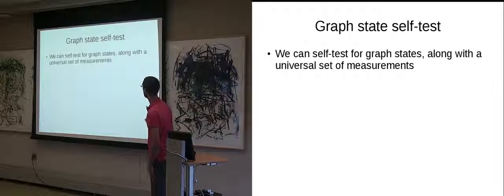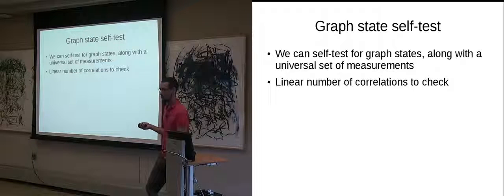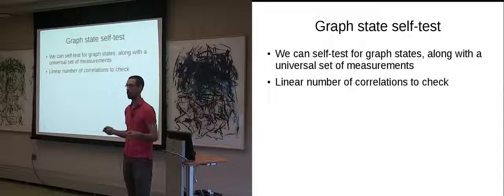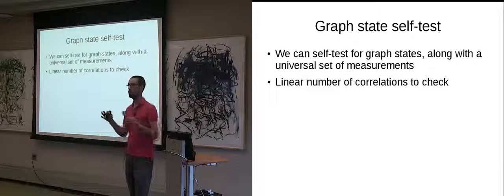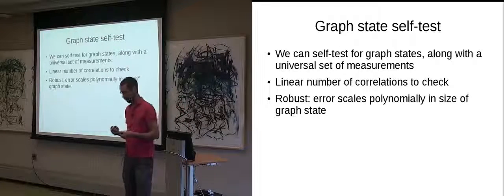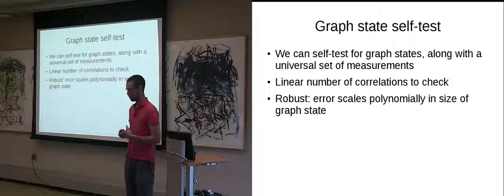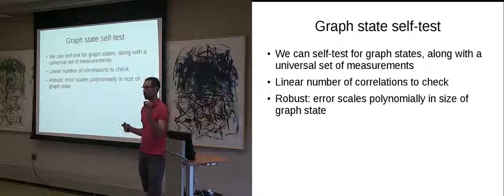Now, the good news is that for graph states, we actually have a self-test that we can do. And not only can we test the graph state, but we can also test the set of universal measurements that we need. Now, it's important that the test not be too large, so it happens that we only need to check a linear number of measurement settings, which is good, because that means that there's a relatively low overhead. And we also need this thing to be robust, so that if, say, the provers have a little bit of noise, then that's okay. It gives us a reasonable bound on how far away they are from honest.